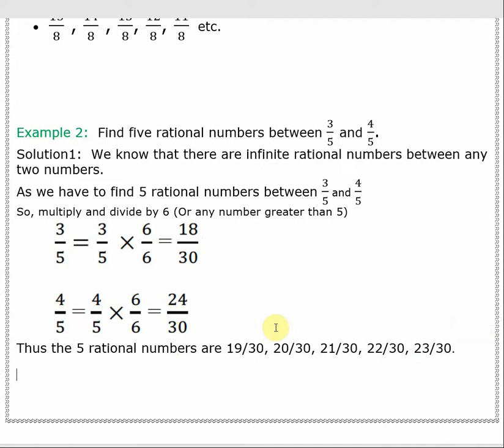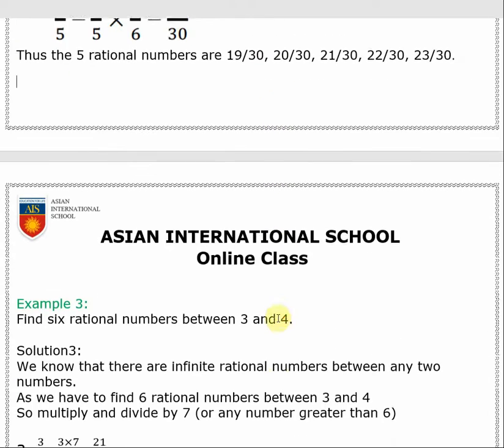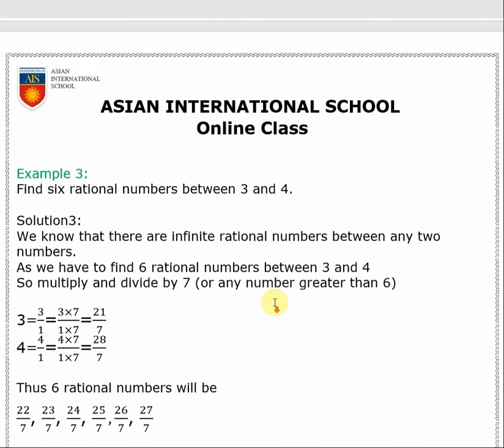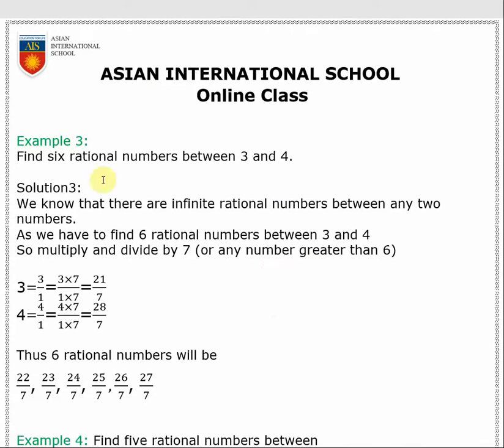I hope you have understood this. Let's check one more sum. In this one, we have to find 6 rational numbers between 3 and 4.